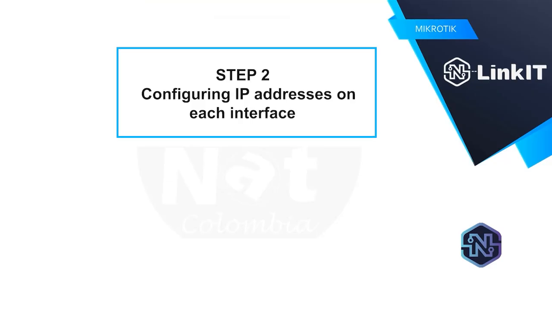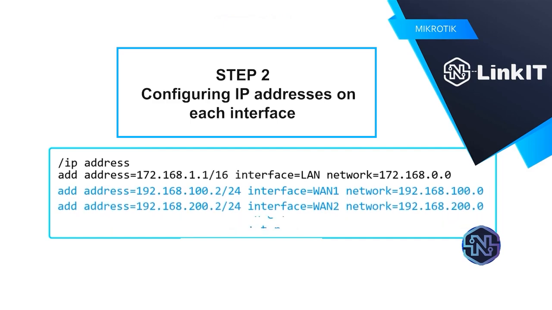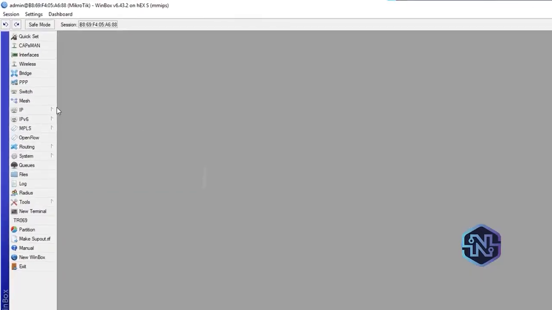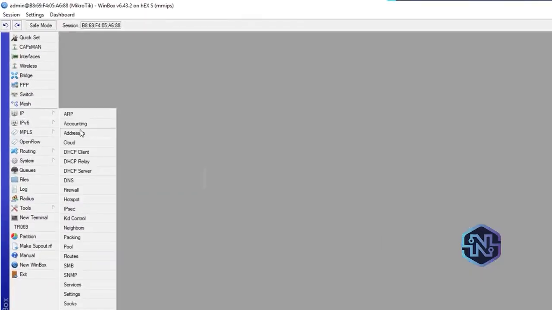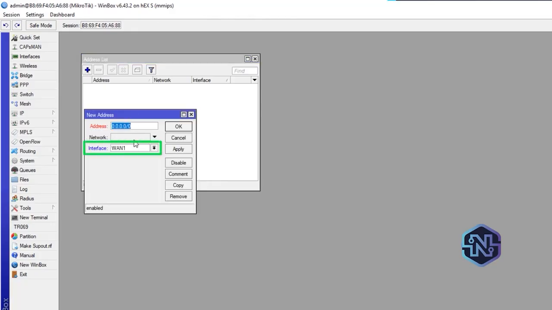Step 2. Configuring the IP addresses on each interface. We're going to assign the IP addresses to the interfaces WAN1, WAN2, and WAN3. We will also do it for the LAN interface. Go to IP, Addresses, click on the plus sign. Select Interface WAN1. Address 192.168.100.2/24, just as it is in our guide.